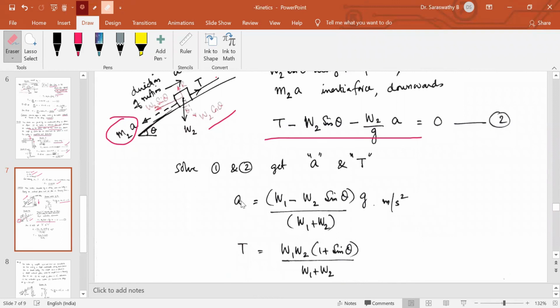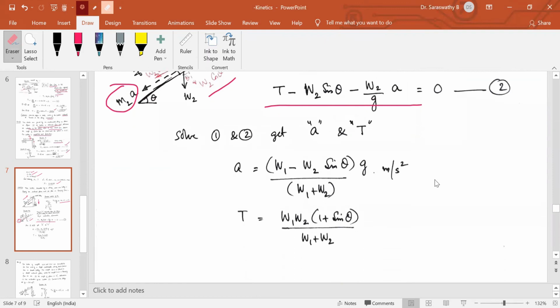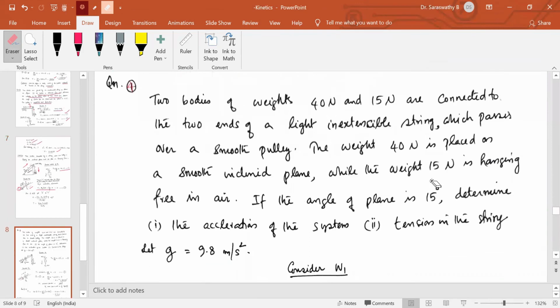Never learn the expressions by heart. Start from the fundamentals. When the body is on an inclined plane, the only thing to remember is that this weight W2 has to be resolved along the plane and normal to the plane. Okay, so let us have a numerical example based on this.